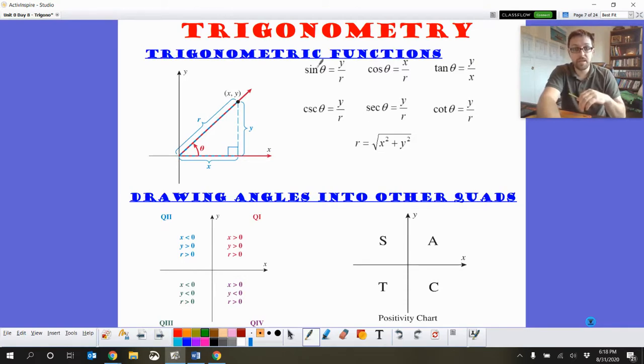A couple things other than arc sine, which is undoing sine, there were also the reciprocal functions. The sine and cosecant were reciprocals of each other. They're upside down versions of each other. Cosine and secant were reciprocals of each other, just flipped upside down.